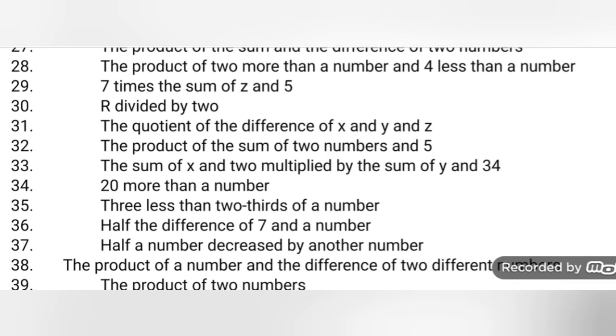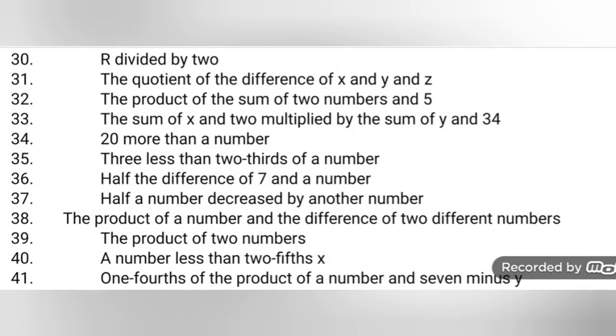Number 33, the sum of x and 2 multiplied by the sum of y and 34. Okay, so we say the sum of x and 2, so x plus 2, and then multiplied by, so that's times the sum of y and 34, y plus 34. So open parenthesis, x plus 2, close parenthesis, and then open parenthesis, y plus 34, close parenthesis. Okay, 20 more than a number, so that's x plus 20.